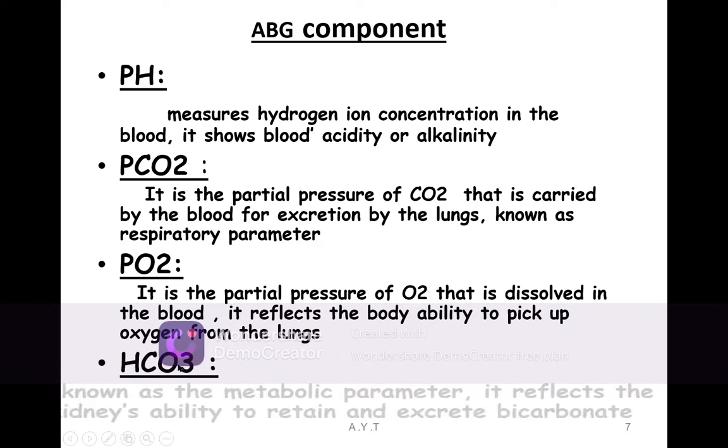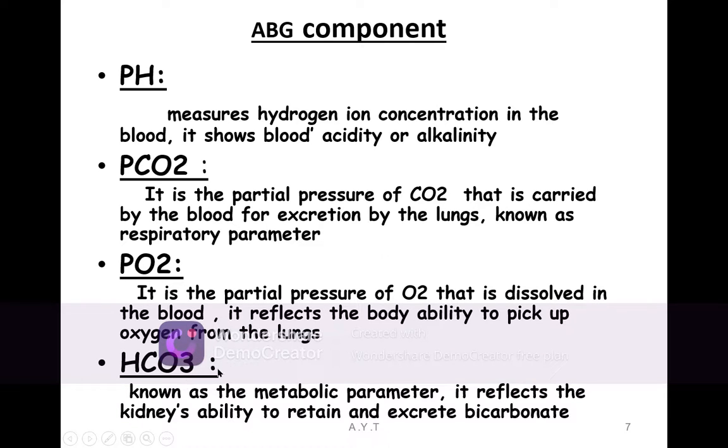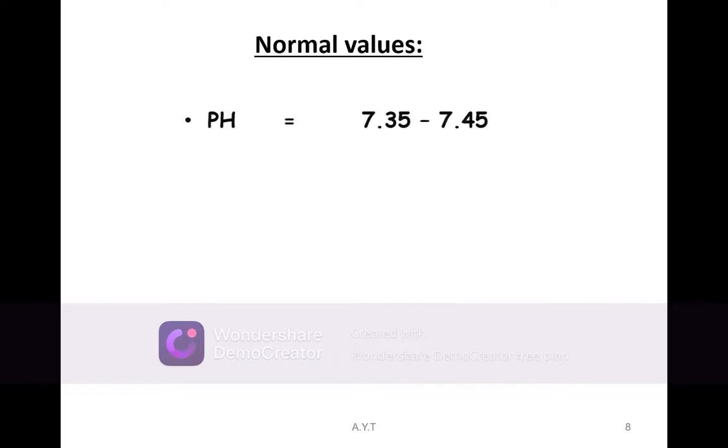And bicarbonate is a metabolic parameter actually, as I already said, it is a metabolism, and it reflects the kidney's ability to retain or to excrete the bicarbonate. In this fashion, the blood pH can be maintained. Normal value of pH is 7.35 to 7.45 according to this lab. Around 7.4 is the average one.